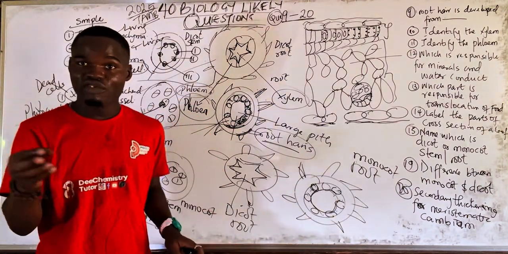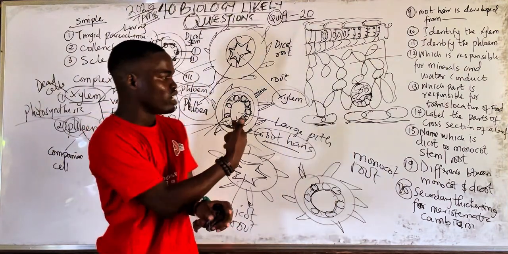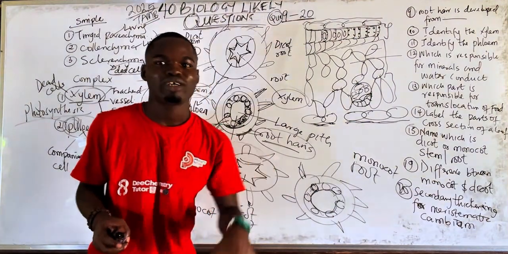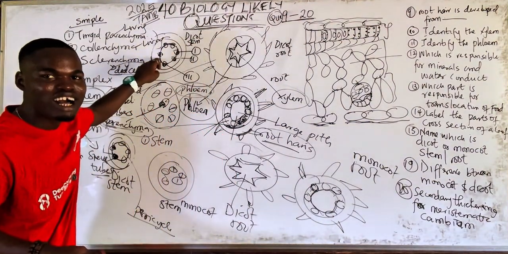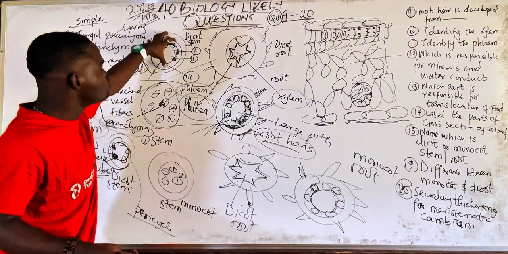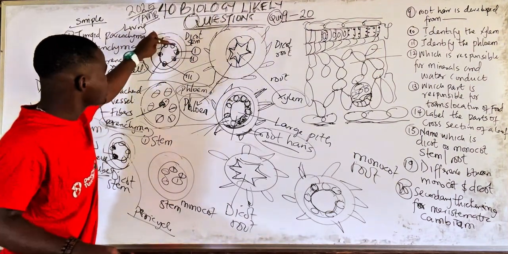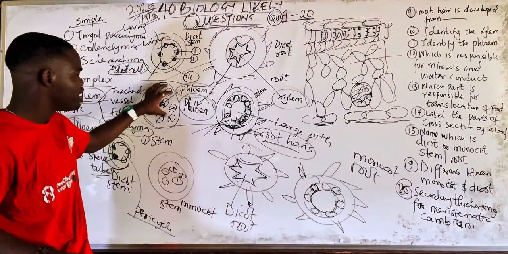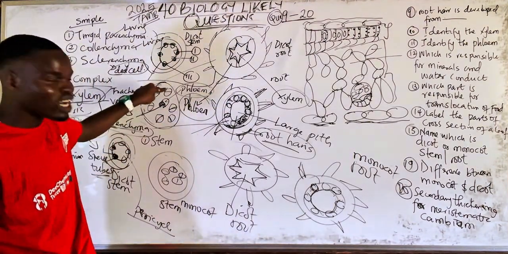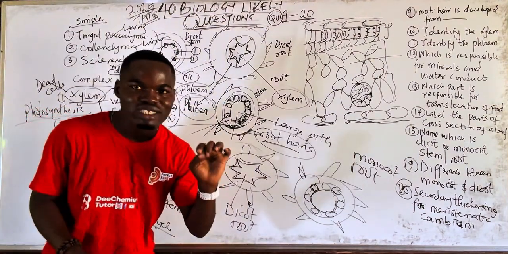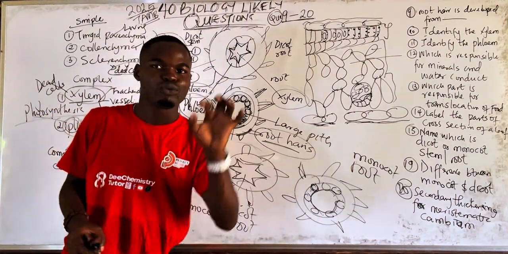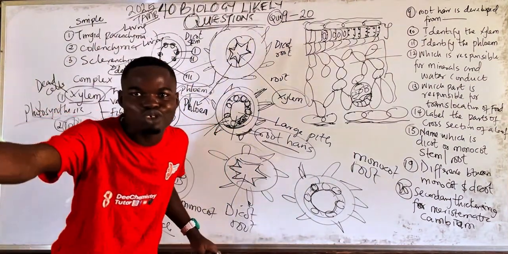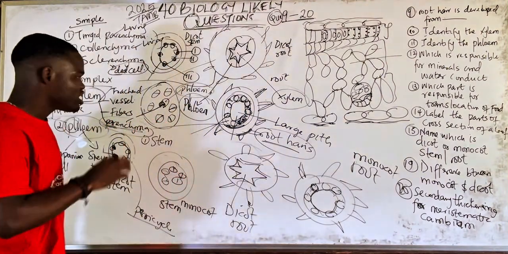Okay. Another difference is that I was saying we left two parts, the stem and the root. For dicot stem, they have regular, organized vascular bundles. Do you understand? While for monocot stem, they have scattered vascular bundles. For dicot, they have what we call a taproot system. While monocot has a fibrous root system. Very easy.